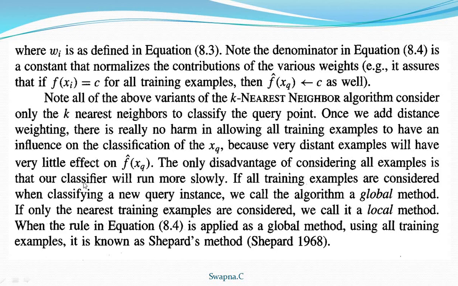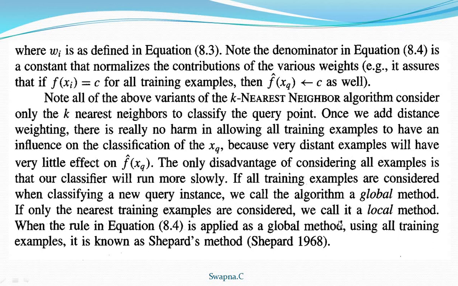If all the training examples are considered when classifying the new query instance, then we can call the algorithm a global method. If you are considering only the nearest training examples, then we can call it a local method. To classify the new query instance, if you consider all the training examples, the algorithm is called a global method. If you consider only the nearest training examples, it is a local method. Is that clear?